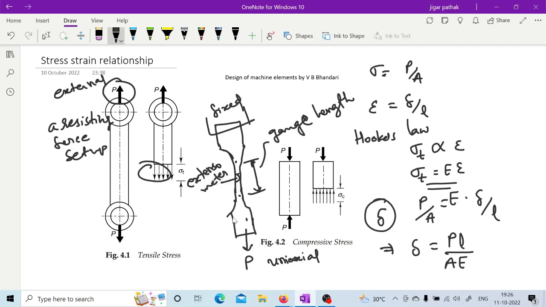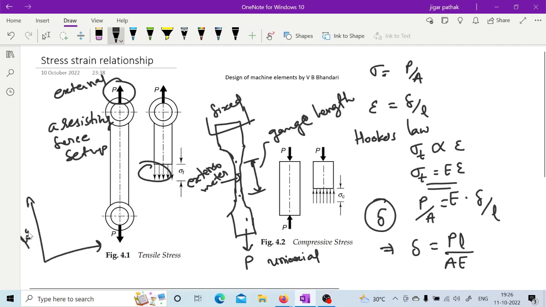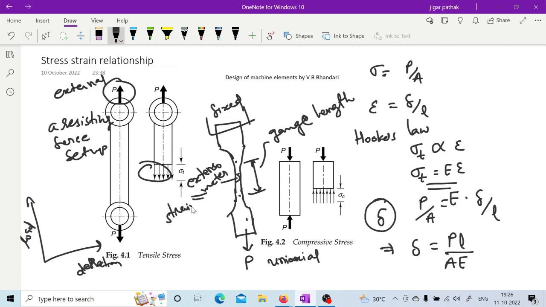Through this test you are going to get data of load versus deflection. Here you will have load, here you will have deflection. This load versus deflection will be given by the extensometer, which is a kind of strain gauge. You get this load versus deflection data from the tension test, and it is then converted to the stress strain curve.